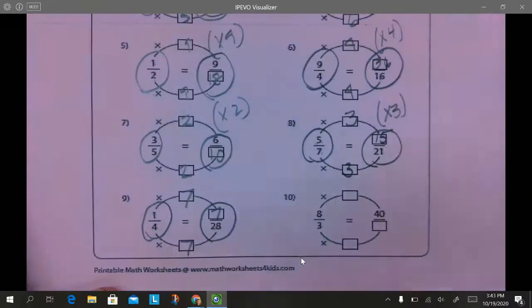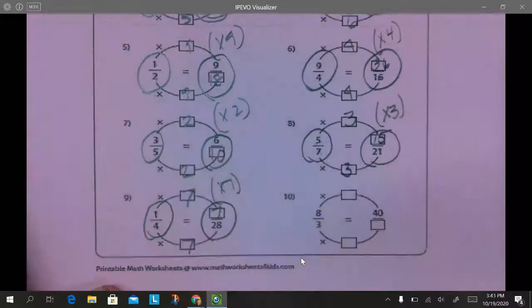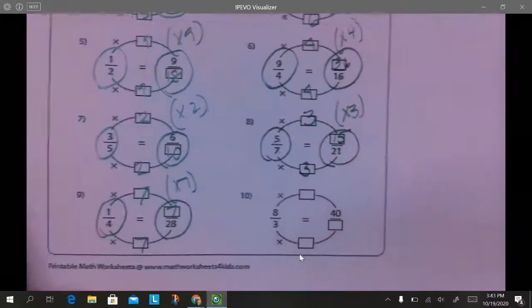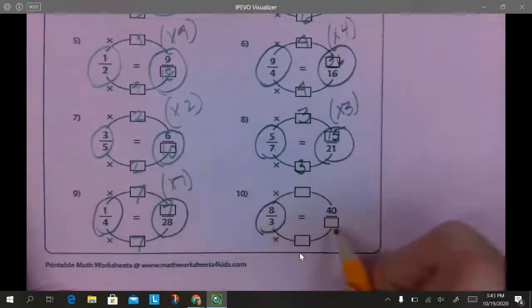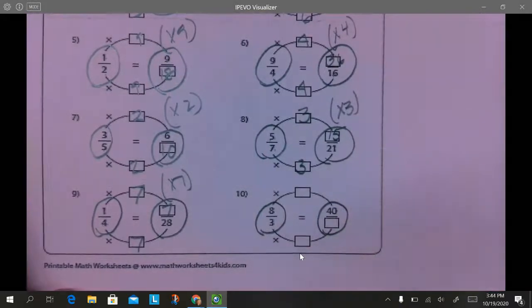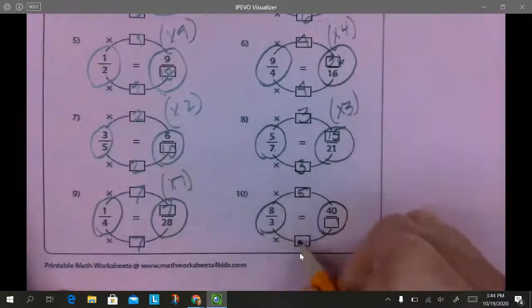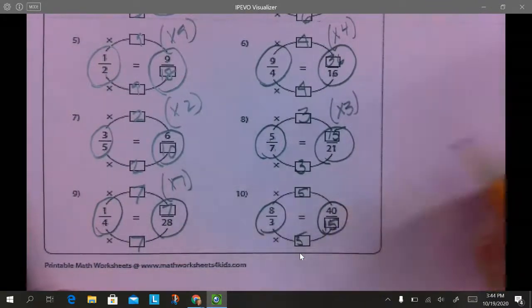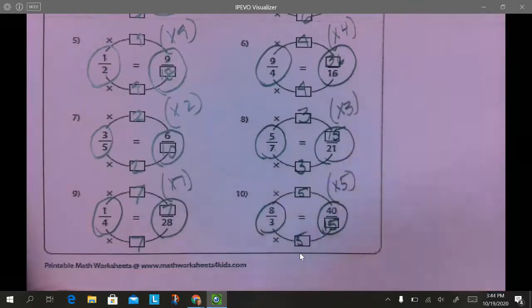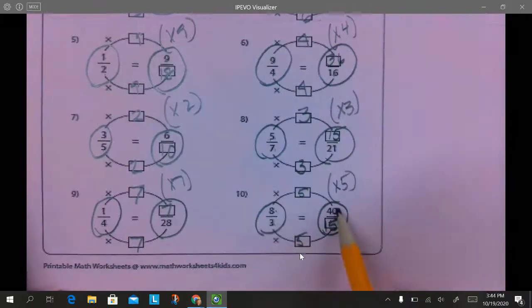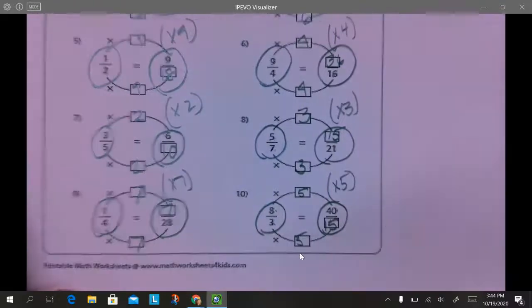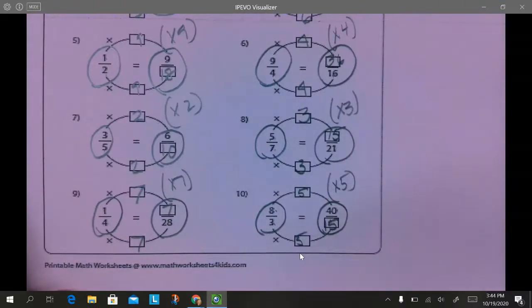So you have 7 over 28. So increase this one 7 times. Okay? Look at 10. 10 says 8 to 3 is equal to 40 over something. You guys have to increase these ratios. Increase the fractions. 8 times 5 is 40. So 3 times 5 is 15. Okay, so you increase this 5 times. 8 over 3 is the same as 40 over 15. Okay? All right, let's look at the other page.